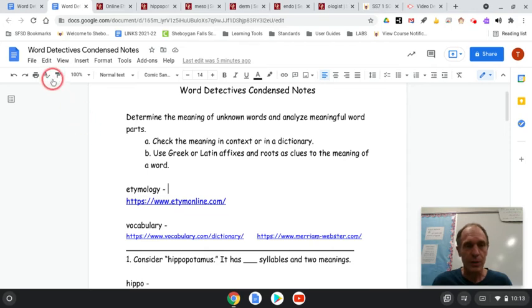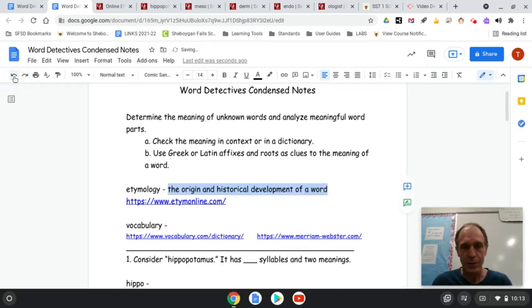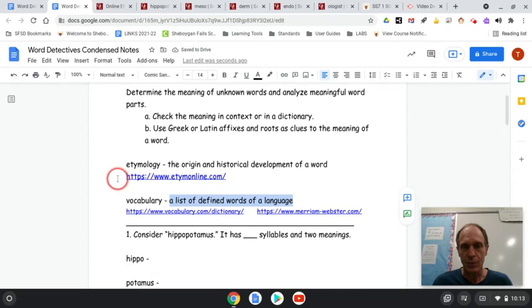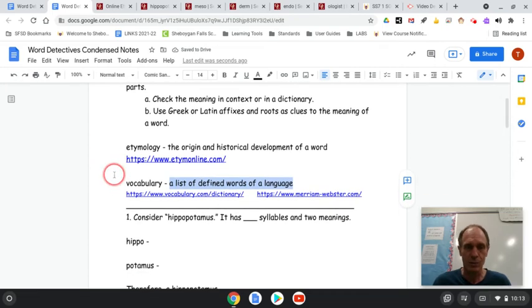So okay, if you did stop the video and put in your definitions, here's what I have for etymology. The origin and historical development of a word. And for vocabulary, a list of defined words of a language. It could be on paper or what's in your head.